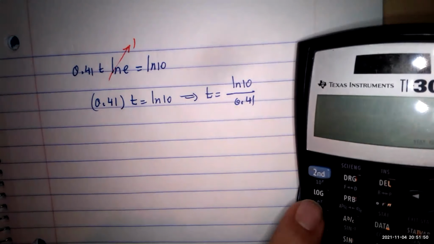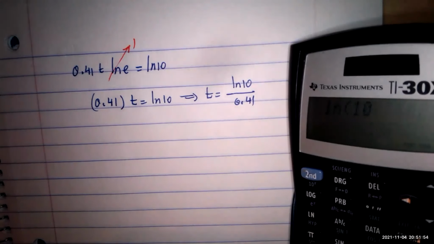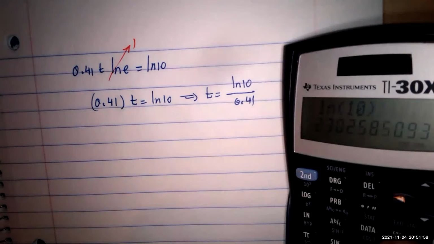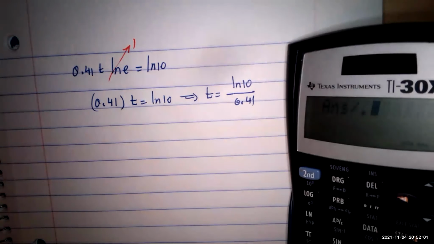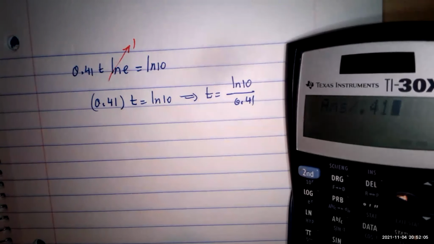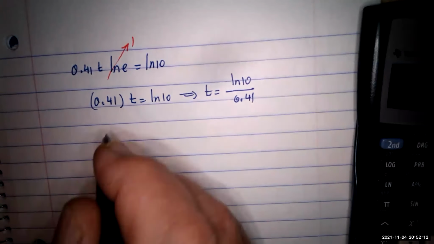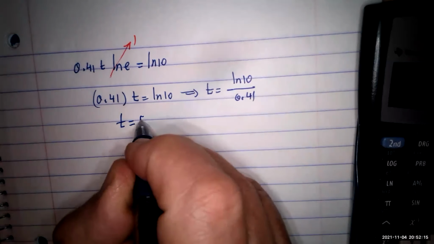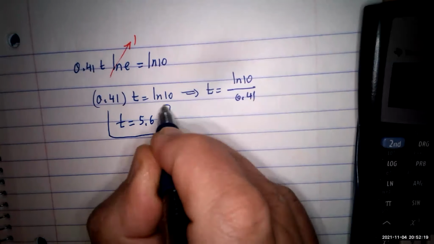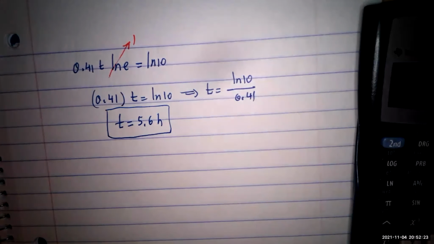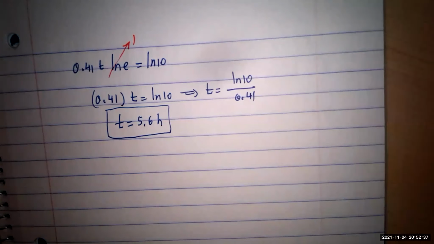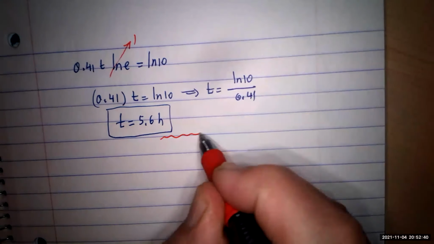Okay, so I repeat it again. It's going to be ln of 10. Now I divide by 0.41, and that gives you 5.6 in hours. So t is equal to 5.6 hours. So you have to wait something like 5.6 hours to get the population from 1,000 initially to 10,000, to get that growth, if you like. So this is the situation that you have.